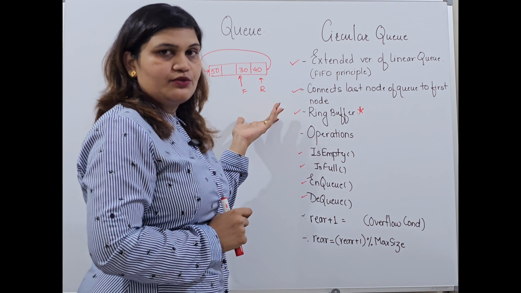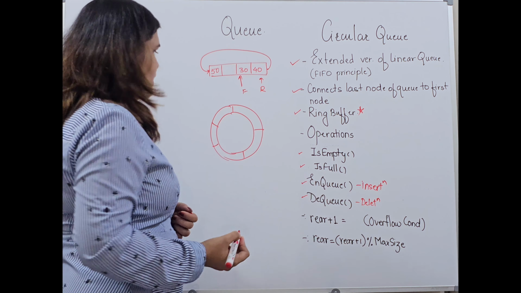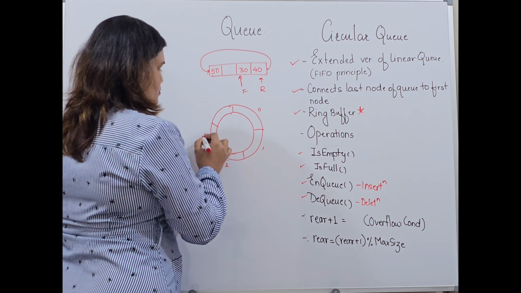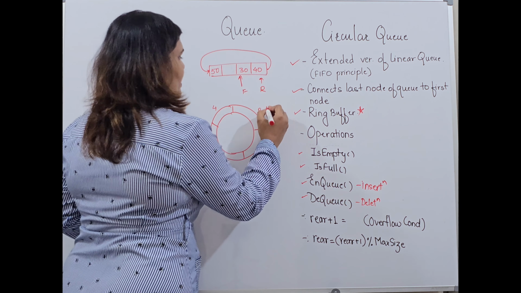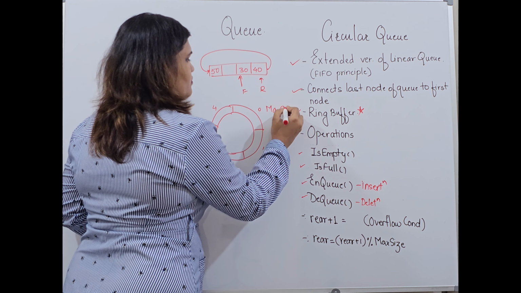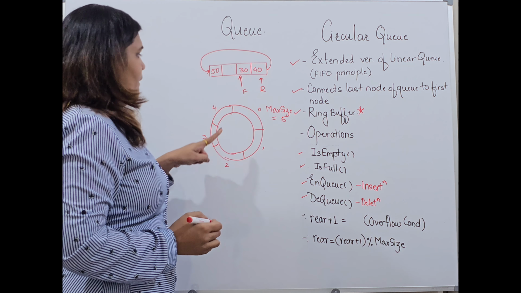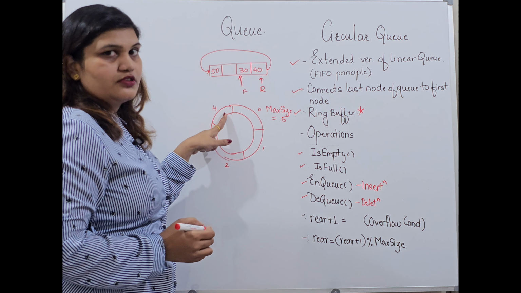With that, now when I have a circular queue, your circular queue would be represented something like this. 1, 2, 3, 4, 5. 0, 1, 2, 3, 4. So your last element is connected with your first. The maximum size is 5 elements for this particular circular queue. My last node is connected with my first node.